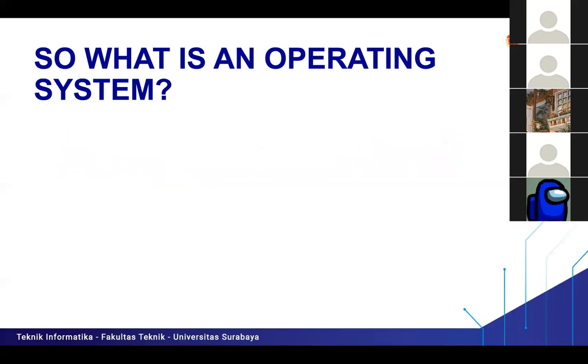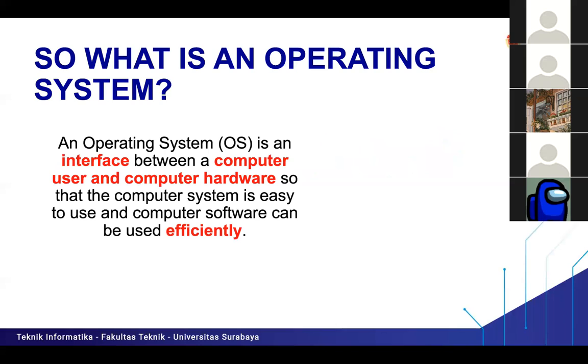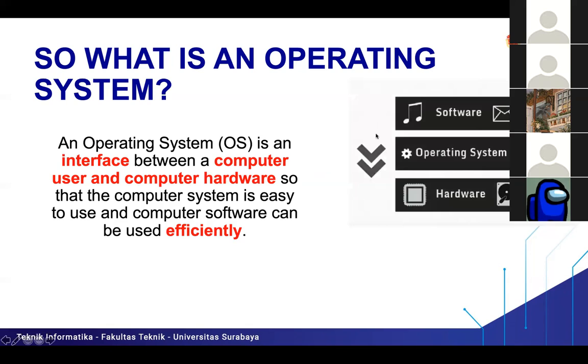Okay, so what is an operating system? An operating system, or OS, is an interface between a computer user and computer hardware, so that the computer system is easy to use and computer software can be used efficiently. So this is the function of the operating system, used as an interface between the software and hardware, and between the hardware and the user of the computer.